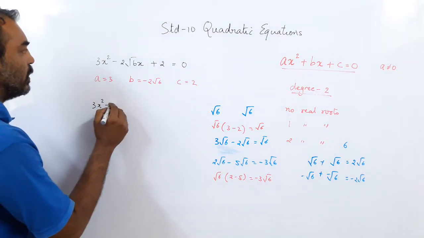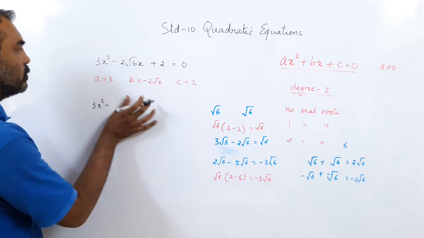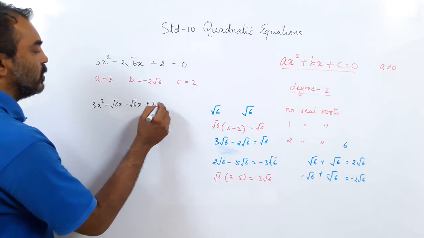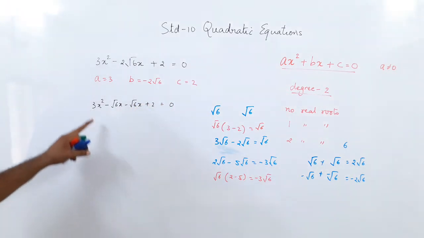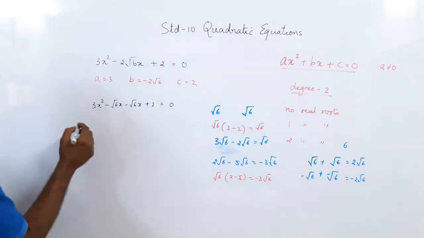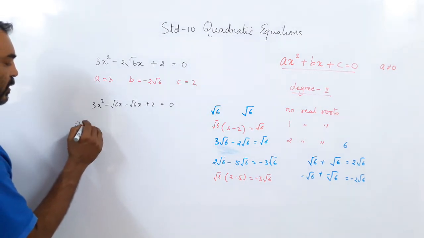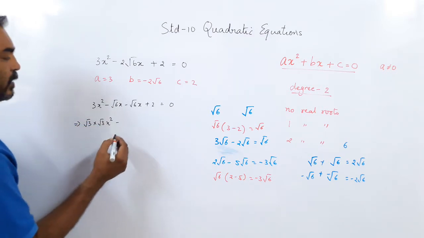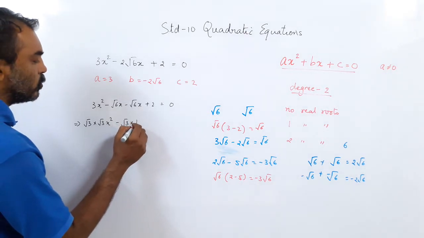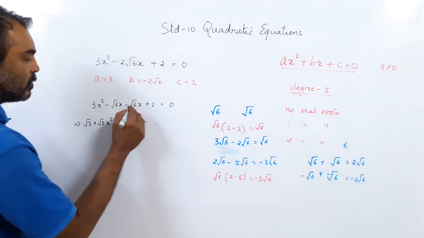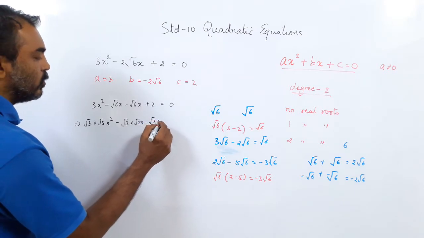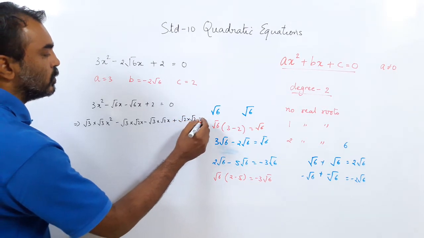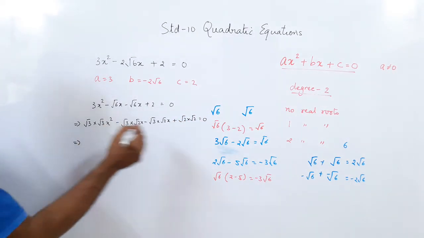3x square minus root 6x minus root 6x plus 2 equal to 0. Now, what is 3? The step you don't need to write, but to make it simple, I can write 3 as root 3 into root 3 x square. I can write root 6 as root 3 into root 2 x. This also I will write as root 3 into root 2 x, plus 2 I will write as root 2 into root 2. This step is not needed, but if you want you can write it down.